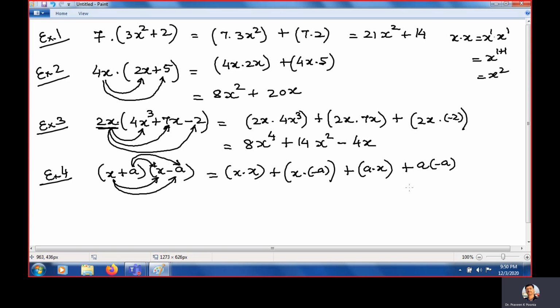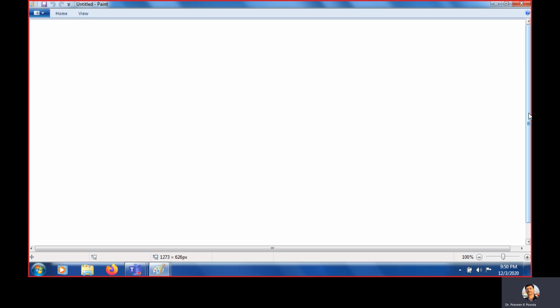This is the rule. Okay. So x into x is x power 2. This is plus minus, which is minus. a into x is ax. Plus times plus is plus. So a into x is ax. And this is plus minus, which is minus. a into a is a power 2. These same terms cancel. So what are we getting? x square minus a square. This is the simplification. It is not very complex, it is a very simple thing. You need to multiply each term of one bracket with each term of the other bracket. Okay.